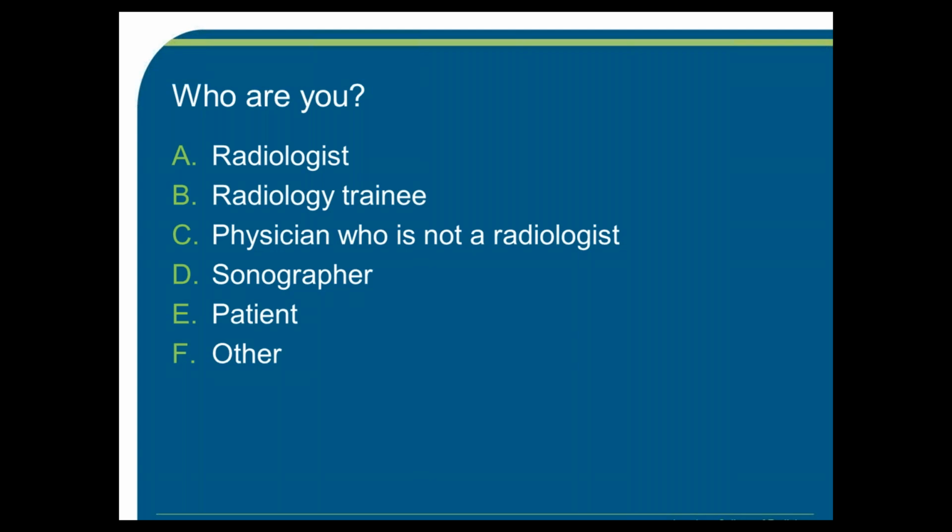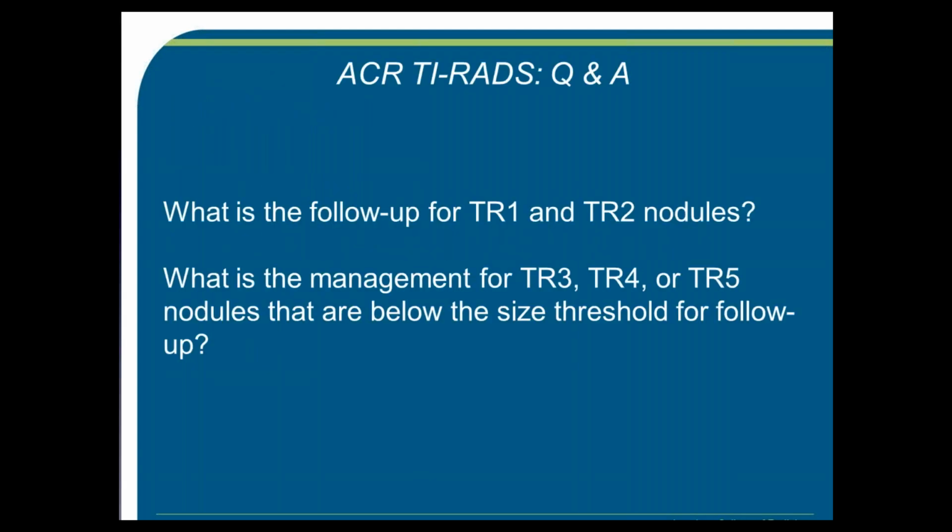So now on to the questions. I'm taking the first question. This is a question that prior to the last webinar, I also received multiple times by email. The question is, what is the follow-up for TI-RADS 1 and 2 nodules? These are the benign and not suspicious nodules. And what is the management of TI-RADS 3, 4, or 5 nodules that are below the size threshold for follow-up and definitely below the size threshold for management?